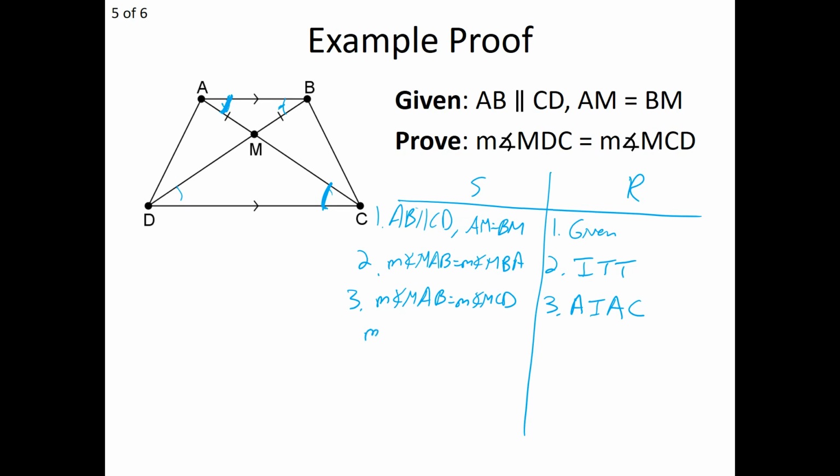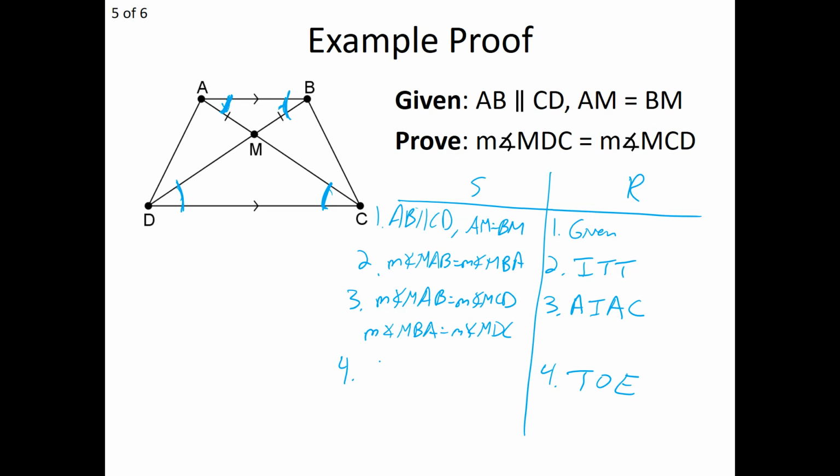At the same time, MBA and MDC also are a pair of alternate interior angles. So I can claim that those two angles are equal as well. So our last step then is a really big happy family of transitivity of equality. Let's take a look at why.